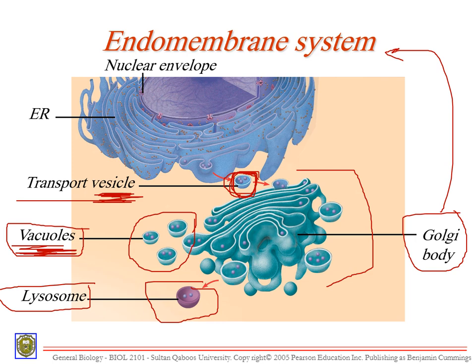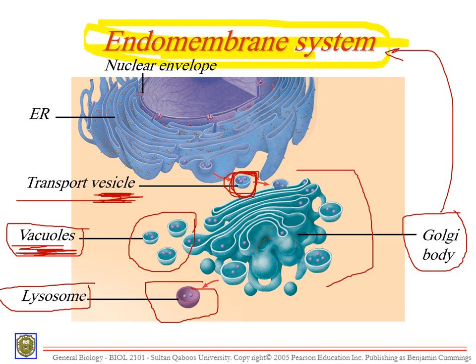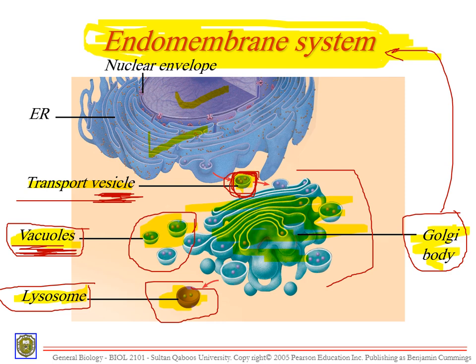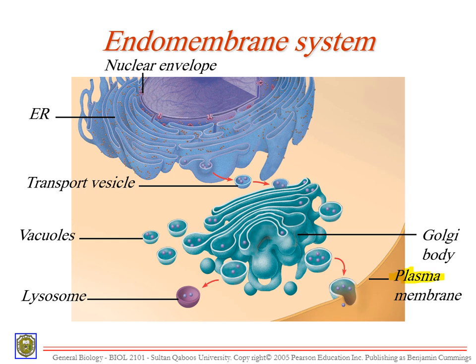All right, so now all of this together is called the endomembrane system. So it is an integrated system. What does it consist of? Nuclear envelope, endoplasmic reticulum, and these are connected physically to each other. You have transport vesicles, you have the Golgi body, you have vacuoles, and you have lysosome. There's still one more thing. All right. So these are all part of the endomembrane system, in addition to the plasma membrane, the outer layer, which is the plasma membrane. Okay, over here. The plasma membrane.